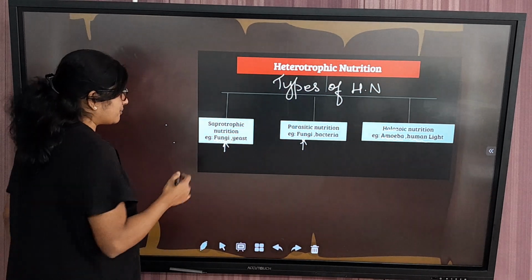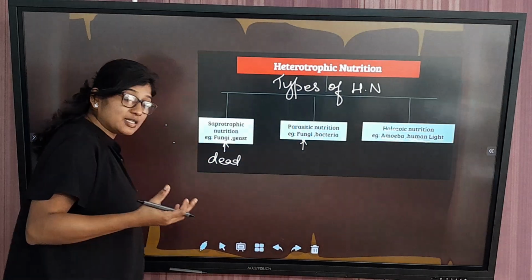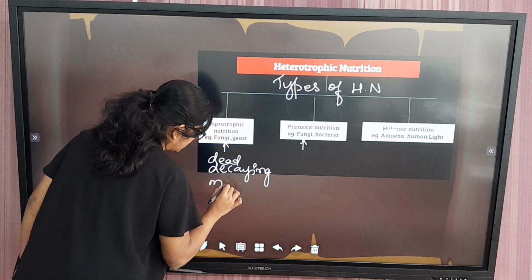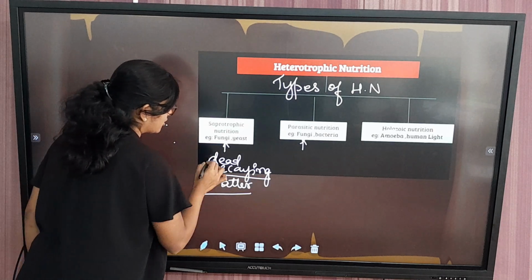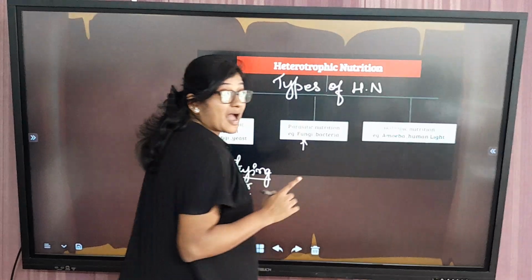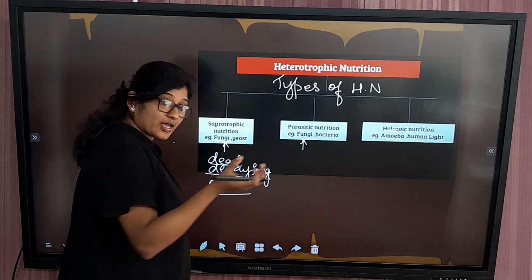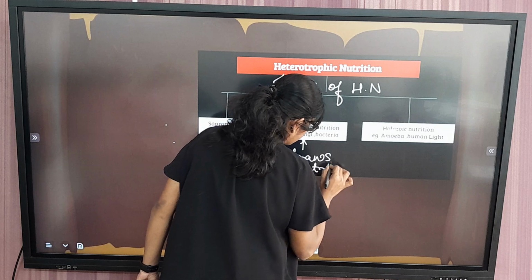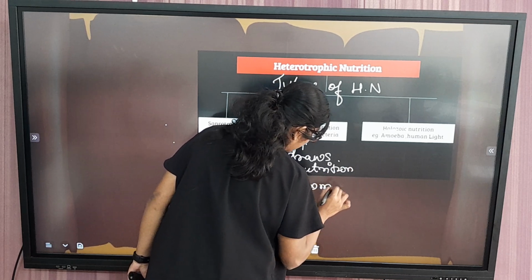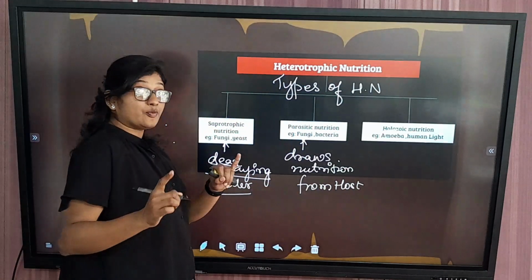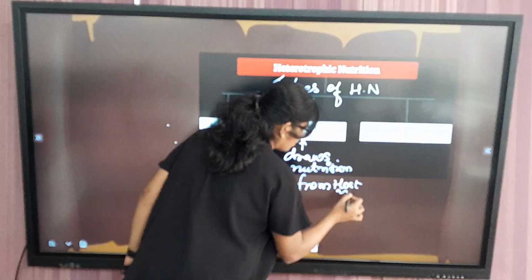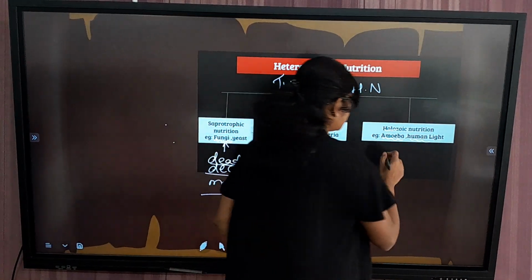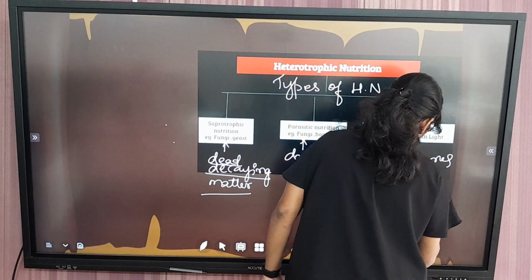Sapro means where the organism is taking nutrition from dead and decaying matter. This is one of the keywords when you are discussing saprophytic. Example, fungi. Parasitic: draws means takes, absorbs, sucks. Draws nutrition from the host. I'll tell you what the host is. Please make a note of this. I'll show you the diagrams. So the keywords: draws nutrition from host. And holozoic consumes organic food.